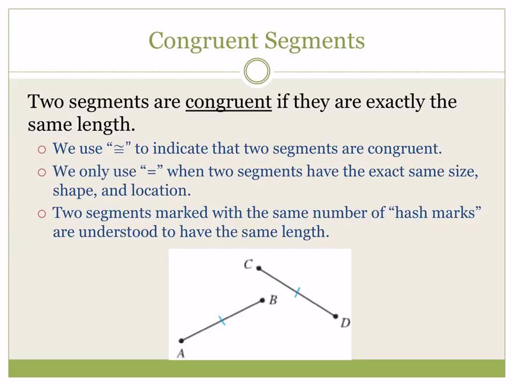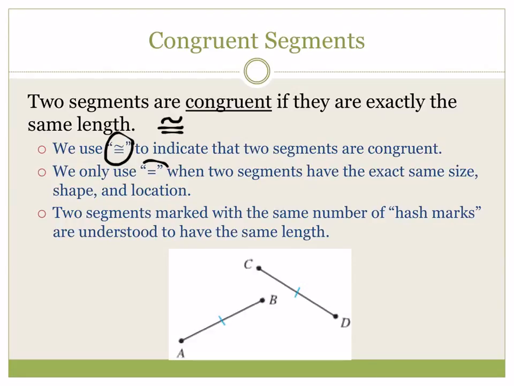All right, congruent segments. Two segments are congruent if they're the same length. We do not use equals. We use this symbol, and I'll say why in just a second, but we use this symbol right here. It looks like an equal sign with a tilde on top of it. Okay, so you've got this tilde shape with an equal sign underneath. That's what it looks like. This means that two segments are congruent.